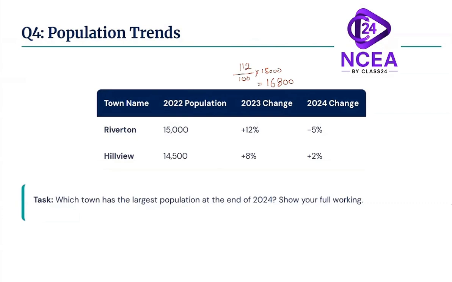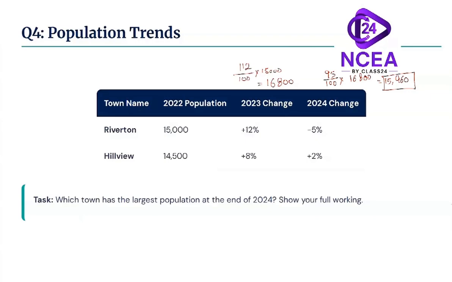Now there is again a decrease of 5% in 2024. So the population in 2024 will be 95% of the population in 2023. In 2023, we had already calculated the population was 16,800. So now the population is 95% of 16,800, that is 15,960. So at the end of 2024, the population of Riverton is 15,960.